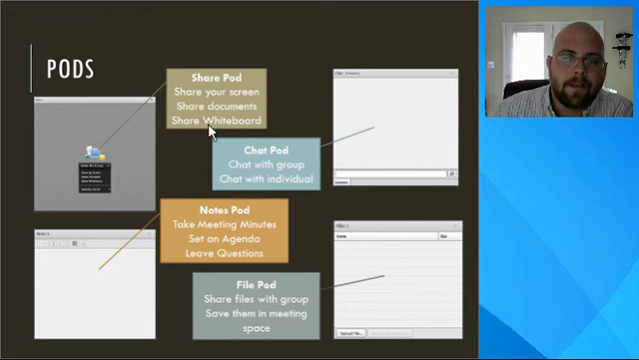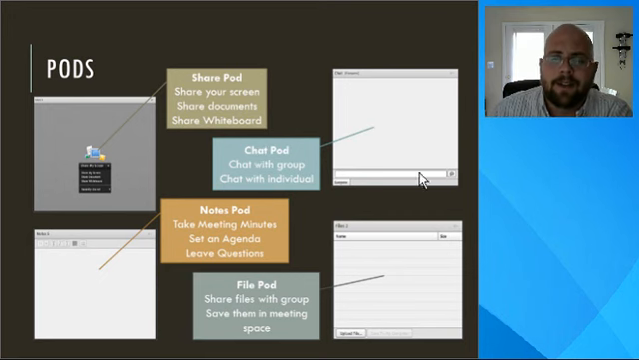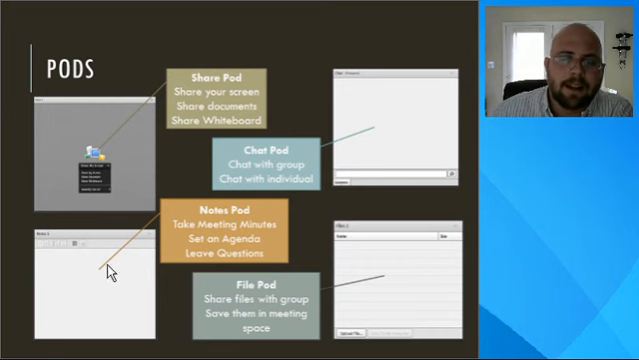So you have the share pod, which I've already mentioned 100 times already. You share your screen, you share your documents, you share a whiteboard where you can write notes. Okay, I find the whiteboard to be more trouble than it's worth. I would highly recommend using chat or notepad if you're going to do something like that. But you have the chat pod, which is like any instant messenger service. You have the notes pod, where you take meeting minutes, set an agenda, leave questions. Okay, this will stay there and it doesn't scroll away as easily.